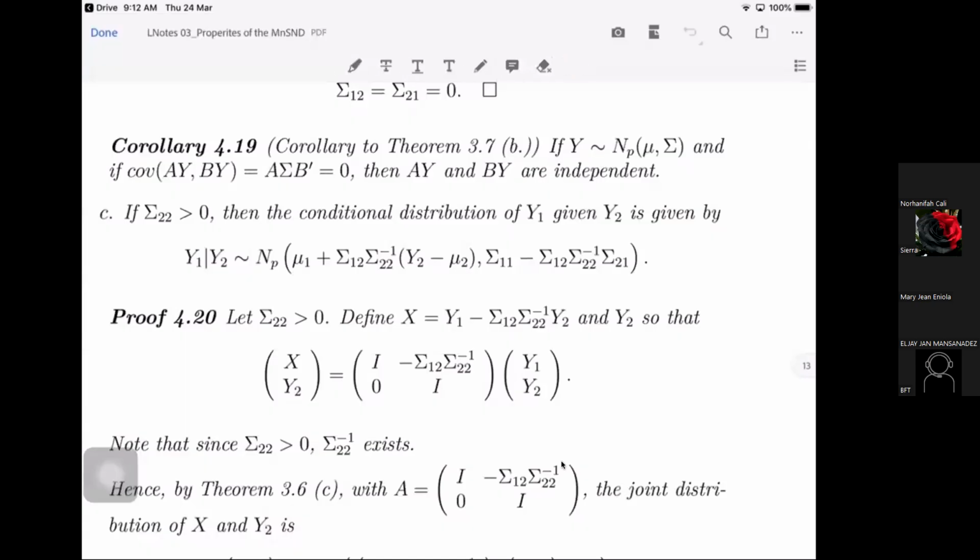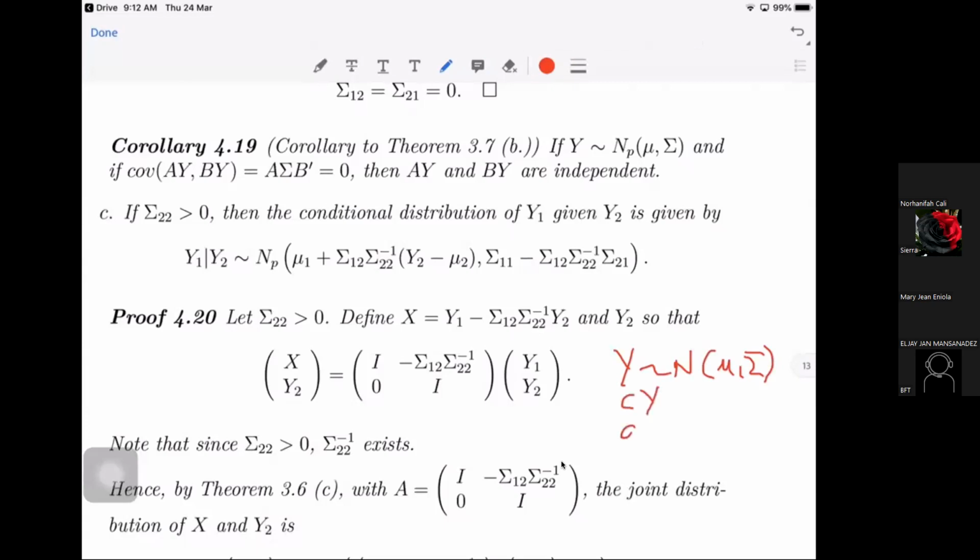Okay, good morning, class. Last time we were discussing that if you have a y which is normally distributed with some parameter mu and covariance matrix sigma squared, and you do some transformation of y, say cy or a prime y or ay or ay plus b, all of this still follows the normal distribution.